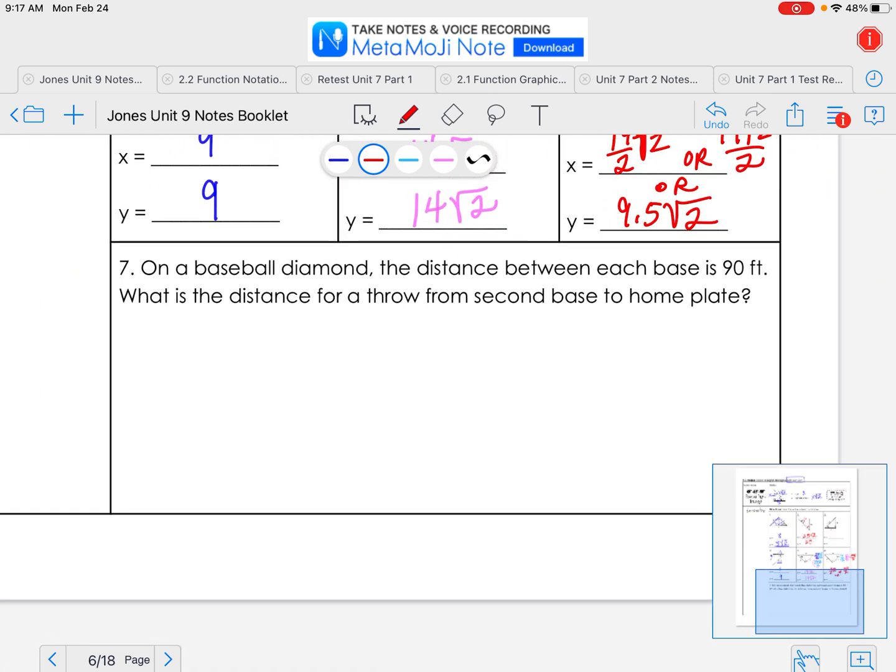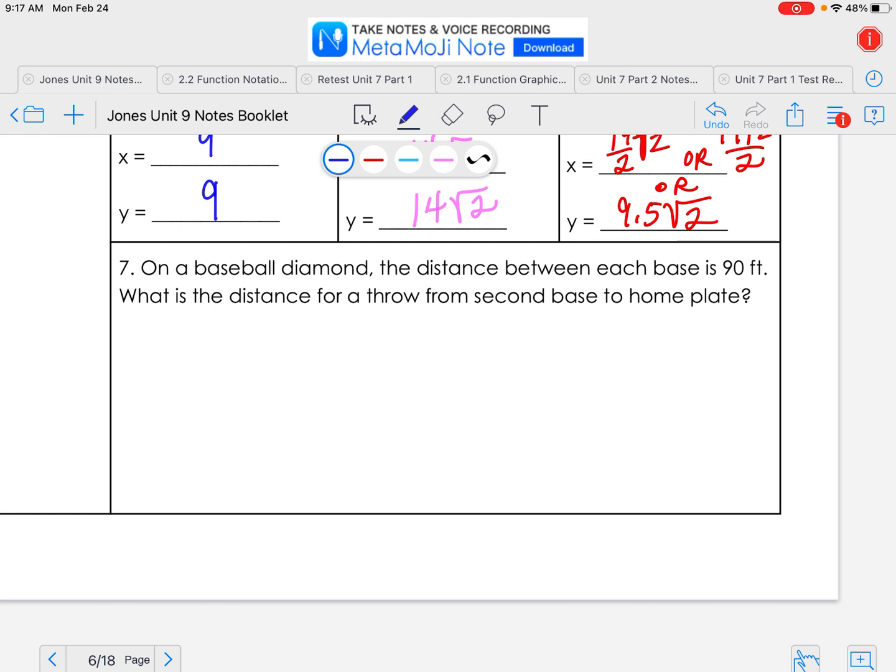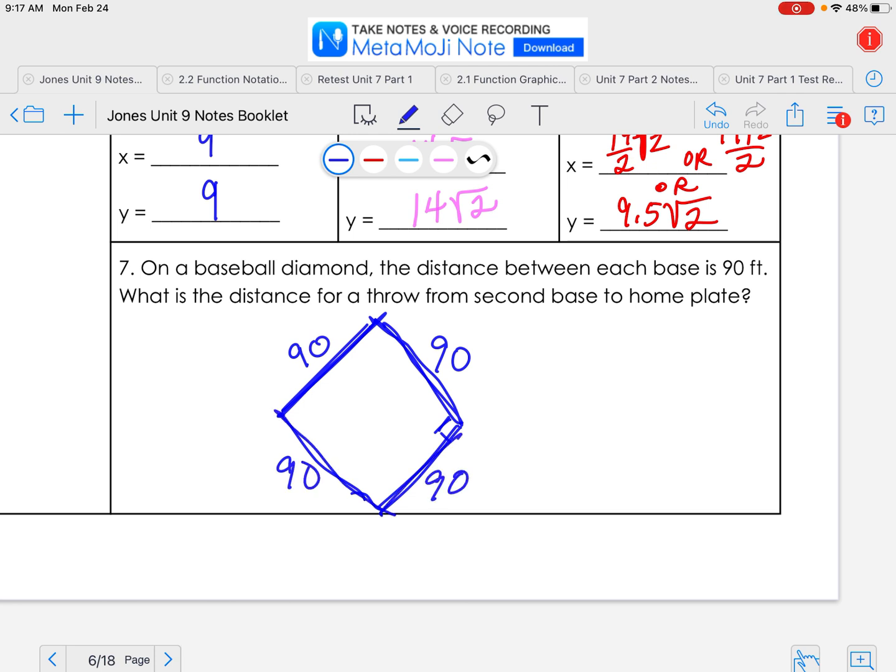Let's look at a word problem. You've got a baseball diamond. I'm not the best drawer, but I do know a baseball diamond goes like this, and that there's right angles here. The distance between each base, that's here, is 90. Because it's actually a square or a rhombus, I guess it would be a square. What's the distance for a throw from second base, here's first and second, third, and home, to home plate?